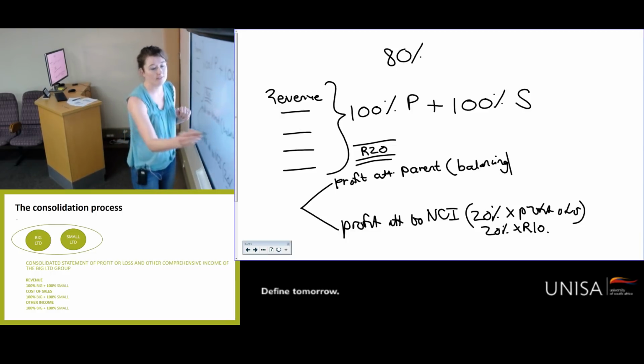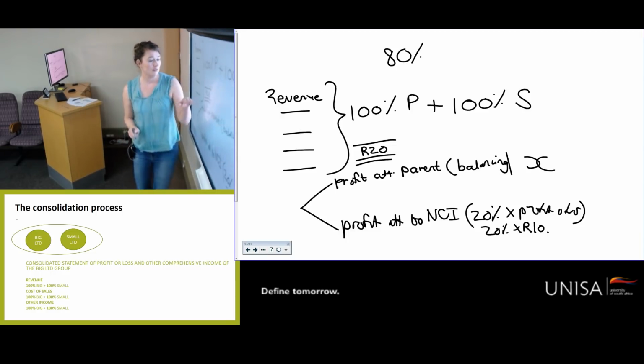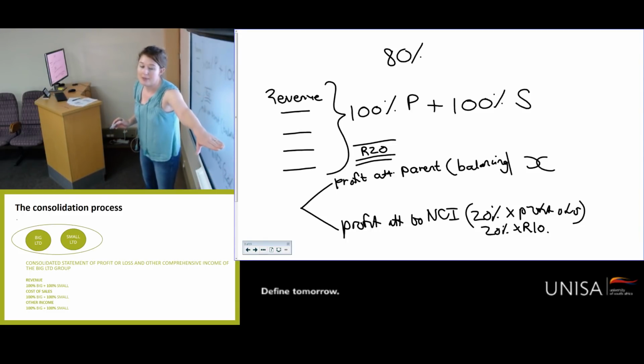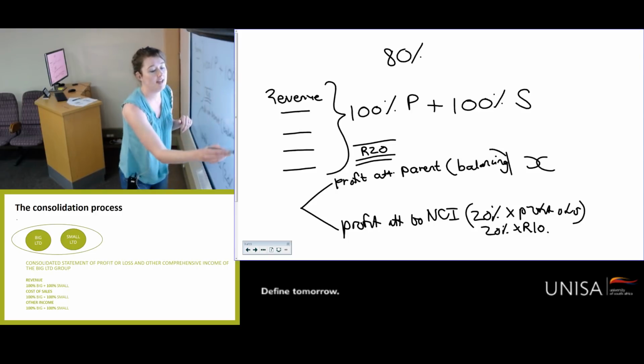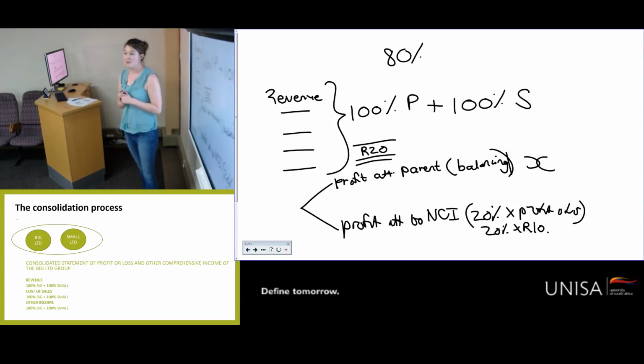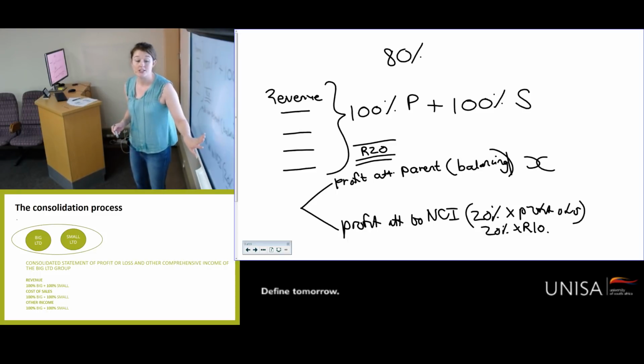And my balancing figure, 20 Rand minus my NCI, is going to give you my balancing figure. And this is the profit that's attributable to the parent. Okay, this is very important. When we write exams, we always get students who put 80% of the subsidiary's profit at the top. Never 80%. Always 100%. And you show your investors at the bottom that you actually don't own 100%, you only own 80%.